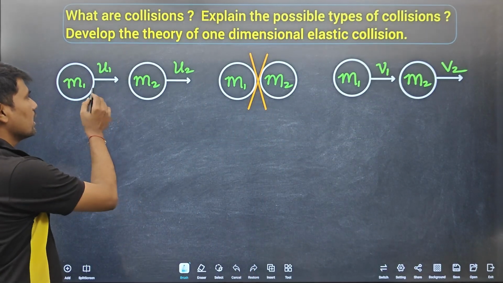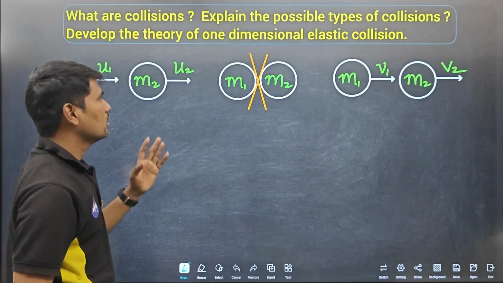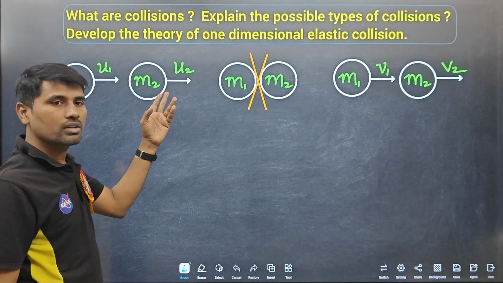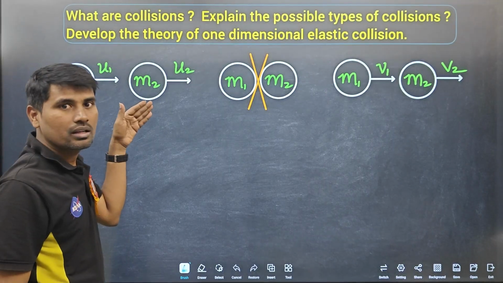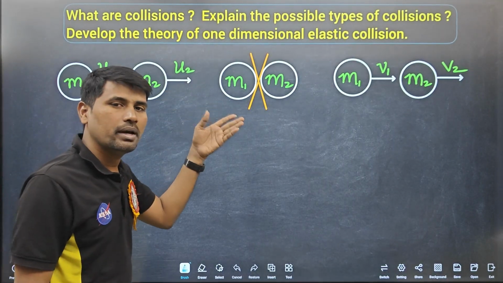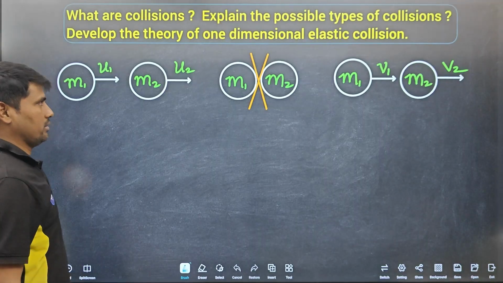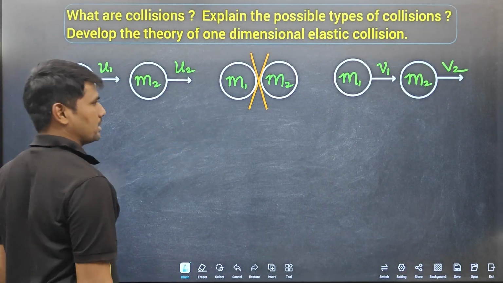Yes, my dear students, here U1 should be greater than U2. For example, in front there is a bike going at 60, and a car is coming at 100, then definitely the car will cross the bike. Why? Because it has high speed. So that's why only then does collision happen.